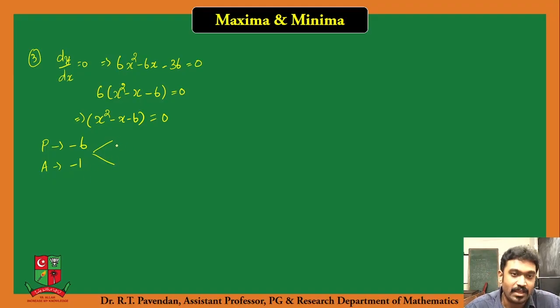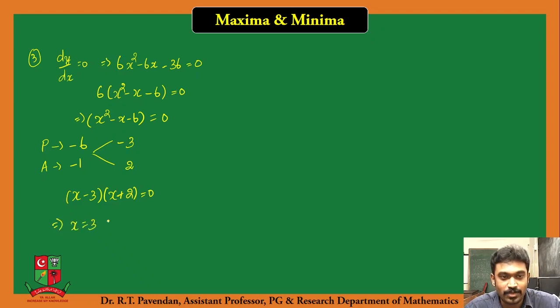That way, let me choose minus 3 and plus 2. So if I multiply these two, minus 3 into 2 is minus 6. Minus 3 plus 2 is going to give you minus 1. So these two are the factors. So x minus 3 times x plus 2 is equal to 0. From this we get two values of x, that are x is equal to 3 and x is equal to minus 2. So these are the two values.